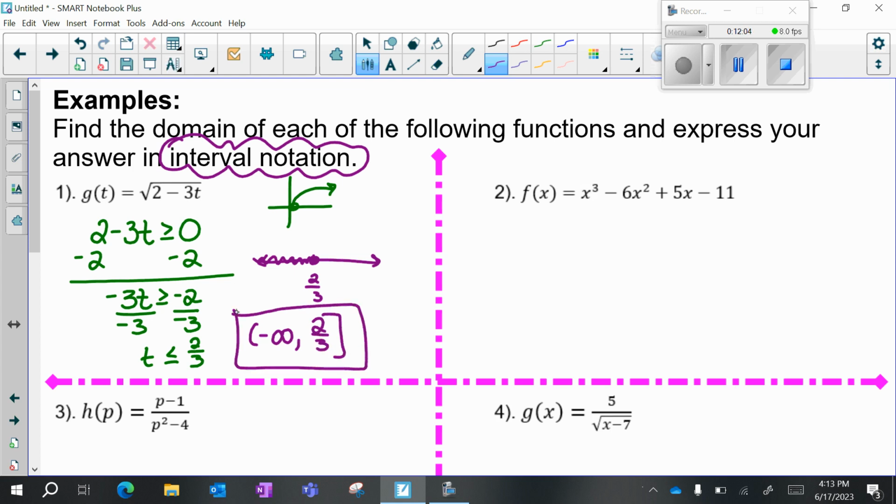And there's my domain. The second one over here, this is an x cubed. This is a polynomial function, so there are no restrictions. All polynomial functions have a domain of all real numbers.